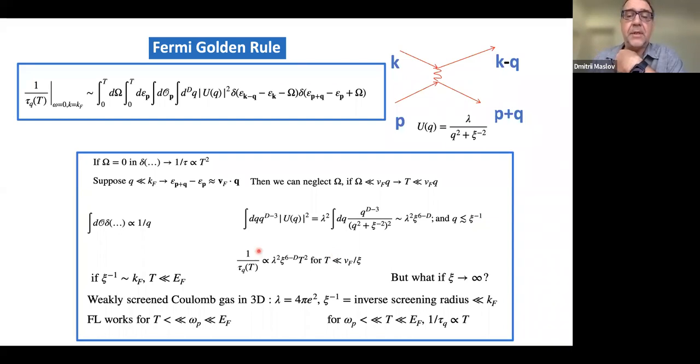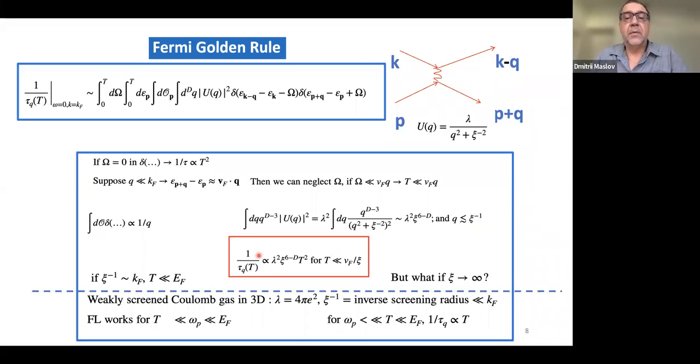Okay, so what we'll have here is a nice formula. We have our T squared factor, but we have this prefactor ξ to the power 6 minus d. And if this parameter ξ⁻¹ is of the order of k_F, then the condition for this formula to work is that temperature is much smaller than the Fermi energy. That's what we assumed from the very beginning.